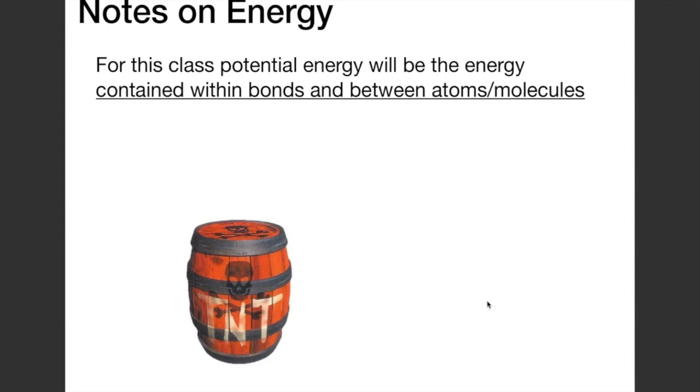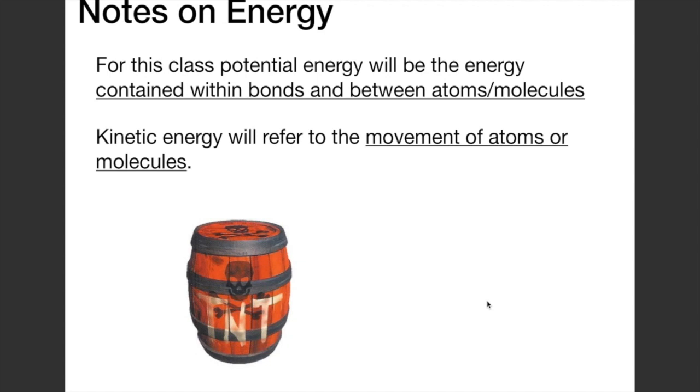As an example, trinitrotoluene, TNT, has a lot of potential energy in those bonds. When you ignite TNT, that potential energy gets converted into kinetic energy.